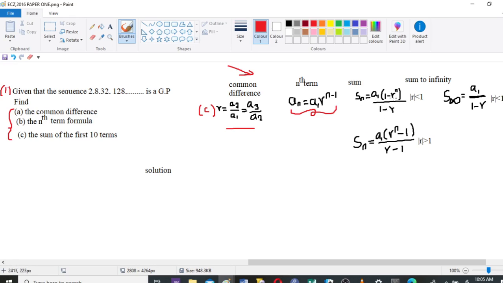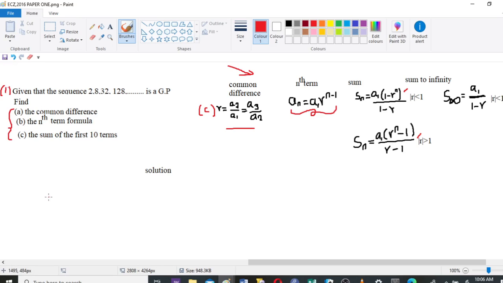Now the sum for a geometric progression has conditions. We use the first formula if and only if R is less than 1. This one we use when R is greater than 1, that is, the value of the common difference is less than 1 for the first and greater than 1 for this one. And then the sum to infinity, we use when we want the sum to infinity and the value of R is less than 1. Alright, so let's start with the first one here.